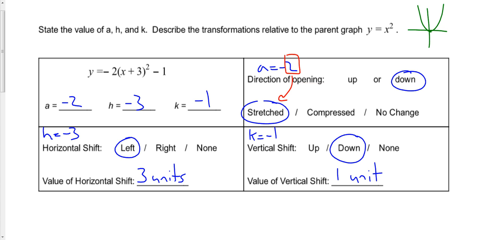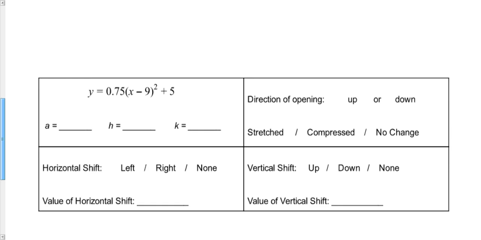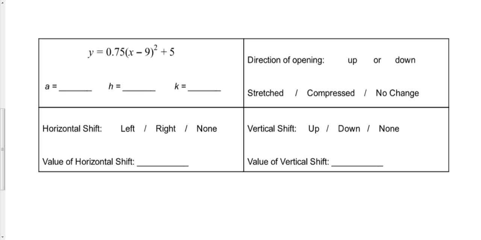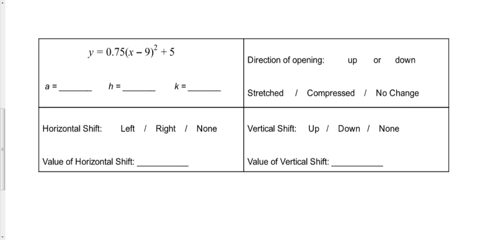We can practice this a second time. We'll do a second example of this. So we're going to do the exact same thing with this particular equation that's given to us in the upper left-hand corner. Again, we want to identify our A, H, K values, and I'll do this one in green so we know that these two things are different. Our A value in this case is 0.75, which is obviously a number less than 1 but greater than 0. Our H value is going to be positive 9. Again, the sign is the opposite of what shows up in the equation. And our K value will be positive 5.